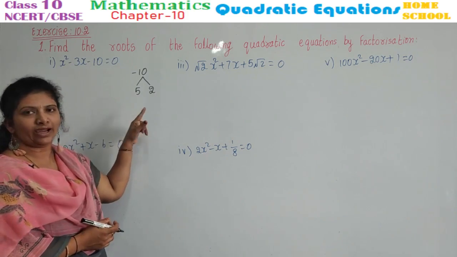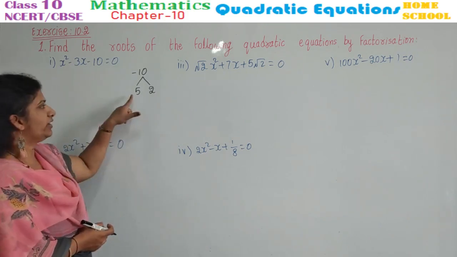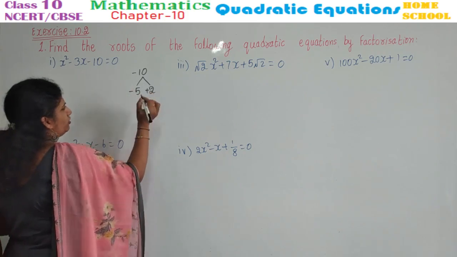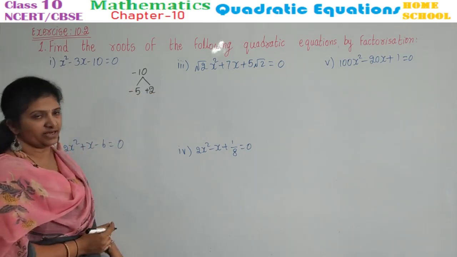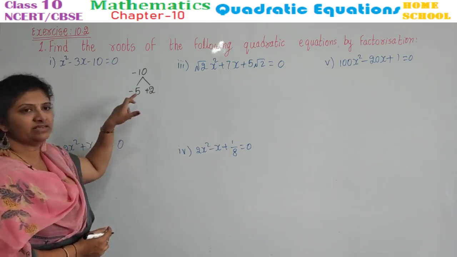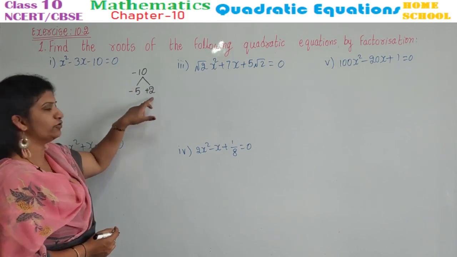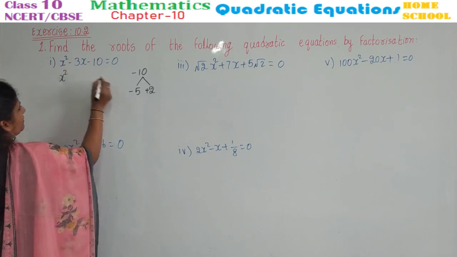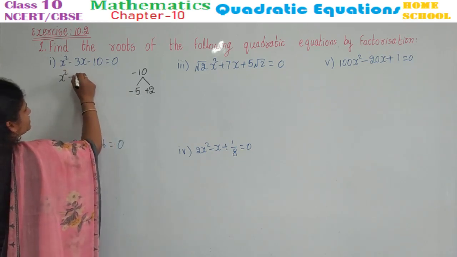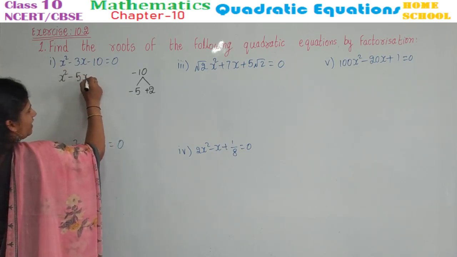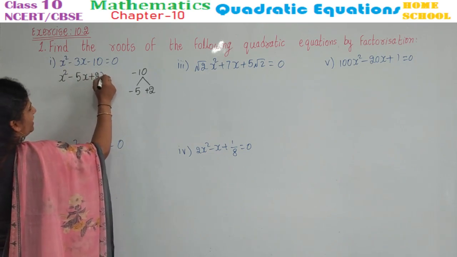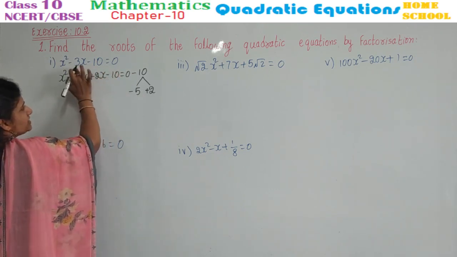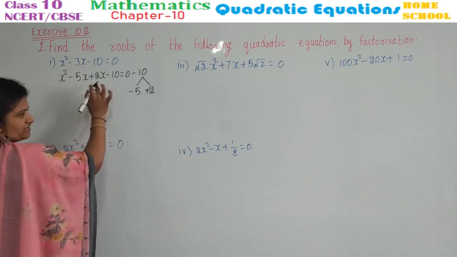What you do to get minus 3? Look here, 5 and 2 you have. If you take minus 5 plus 2, it will be minus 3. And you multiply, minus into plus will be minus. 5 2s are 10. Now write here, split the middle term and write this. X square minus 5x plus 2x minus 10 equal to 0. In the place of minus 3x, we have written this, right?